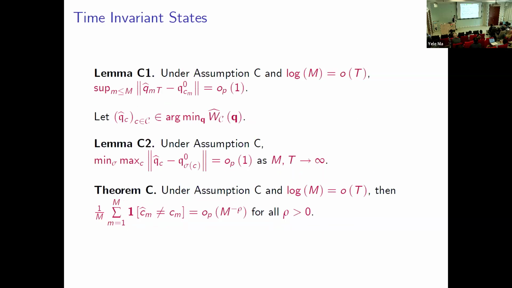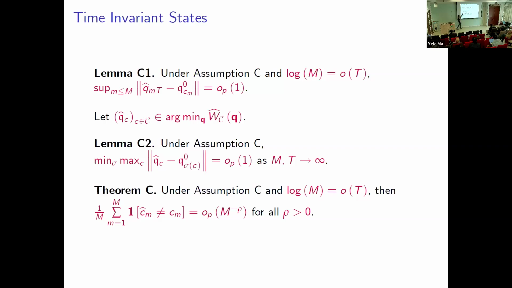Then under these conditions, it can be shown that if log M is little o of T, that means log M grows much slower than T, then our estimated CCP that doesn't specify the type that M belongs to consistently estimates the true CCP uniformly across M. So this is what Lemma C1 says. Then Lemma C2 says that the estimated centers, which are essentially the estimated CCP profile that minimizes the k-means objective function, are a consistent estimator of the true centers, which are these Q0.